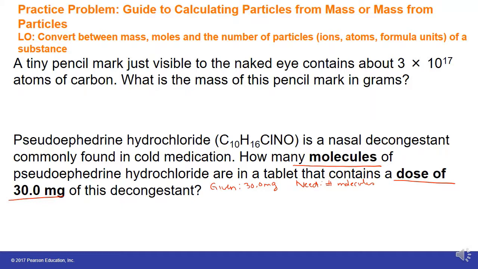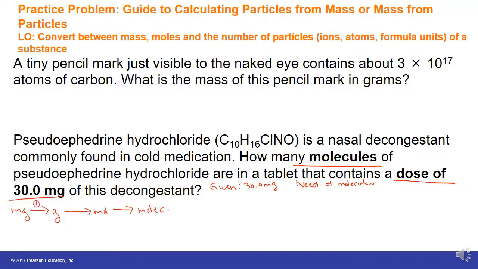So what is our plan? What is our roadmap? Well, what do we have? We've got milligrams, and we can't compare grams, milligrams, and moles. So we've got to convert our milligrams to grams. And we can't compare grams and particles without first converting to moles. And then we need to determine the number of particles, which is the number of molecules.